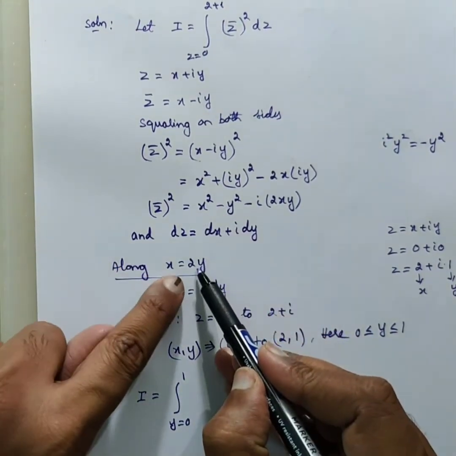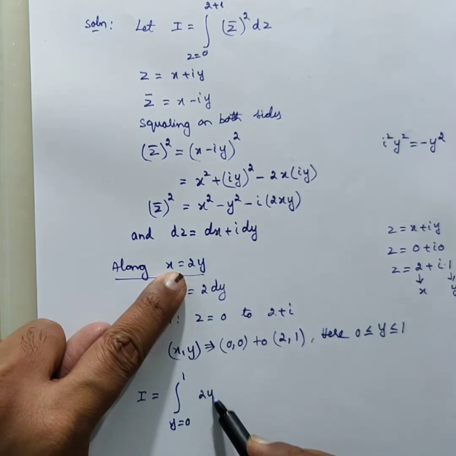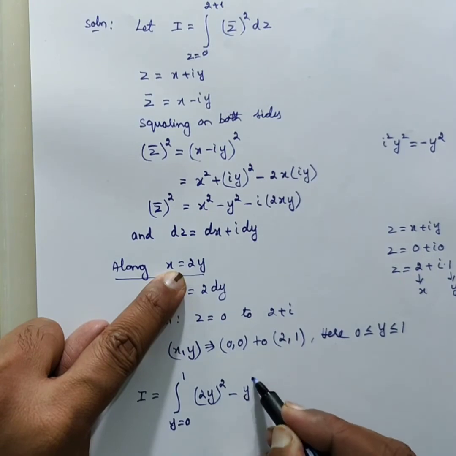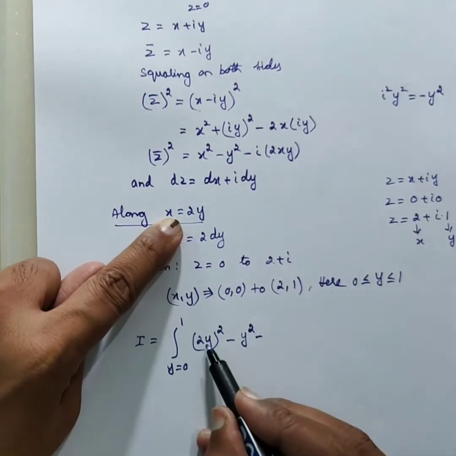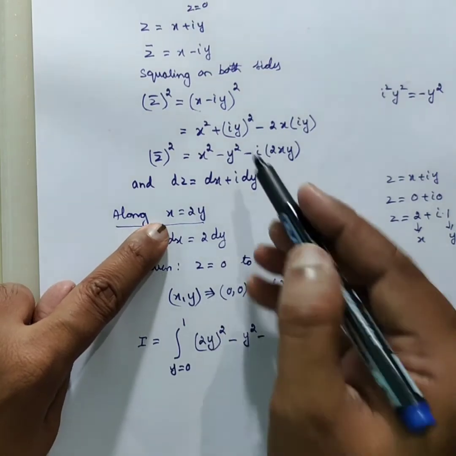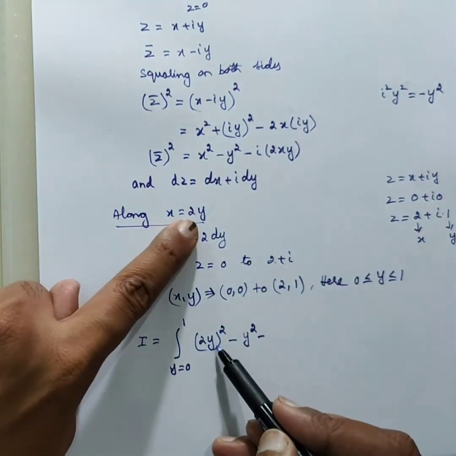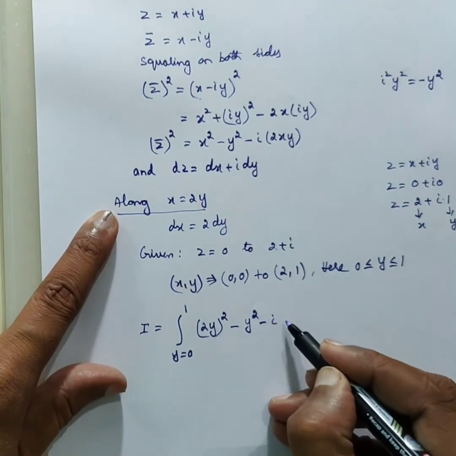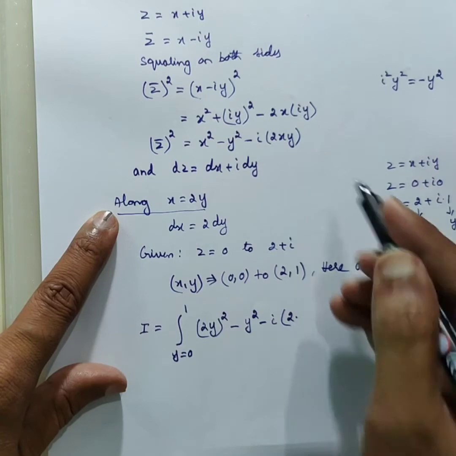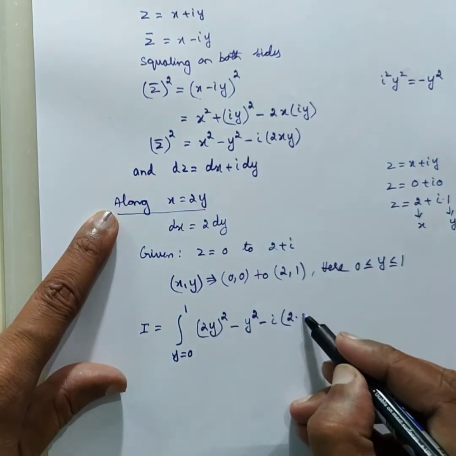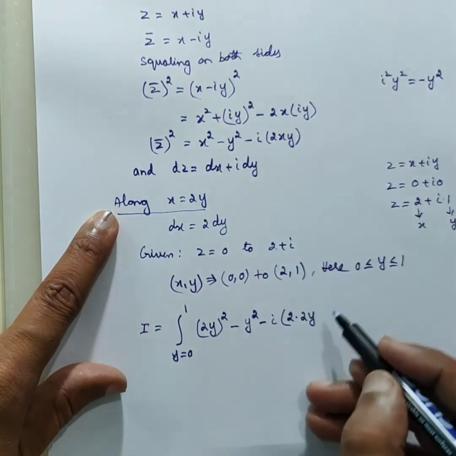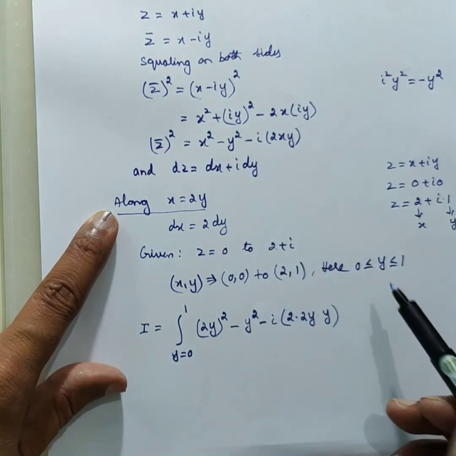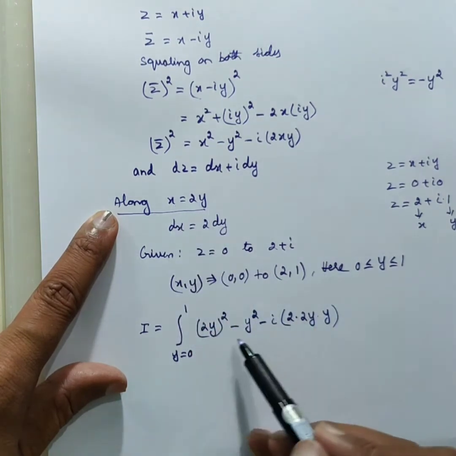So what is the x value here? The x value is 2y. So this x value I am taking as (2y)² minus y² as it is, minus i times 2 into the x value. What is the x value? The x value is 2y into this y as it is, right? So this complete expression is written. Wherever x is there, I have just replaced the value of x as 2y.